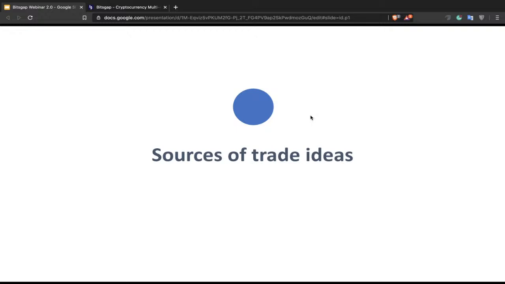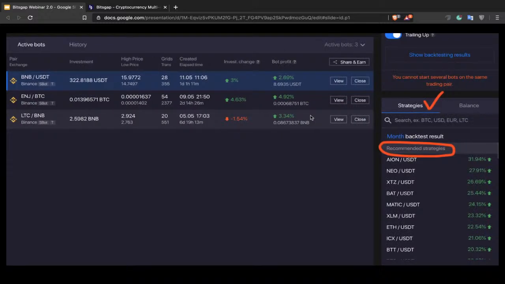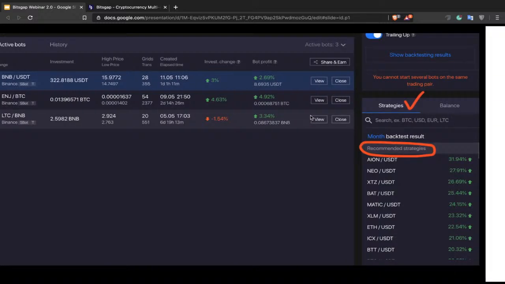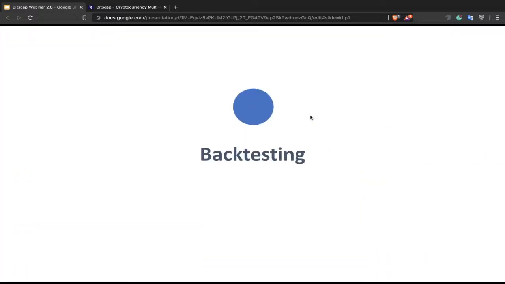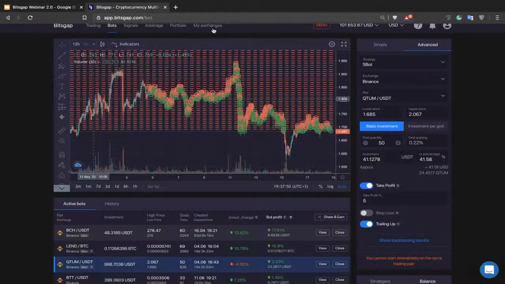Here comes another topic of ours today, webcast, is sources of trade ideas. So you've already seen that we have recommended strategies, but we also have backtesting. So what is backtesting all about? Let me demonstrate this to you. So all I need to do here is, okay, I have quantum to USDT, and below in the advanced section I have show backtesting results.